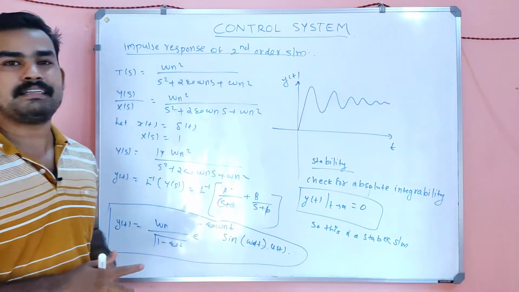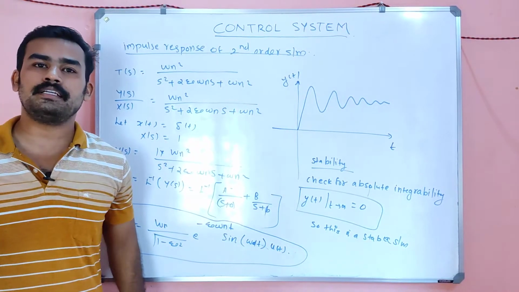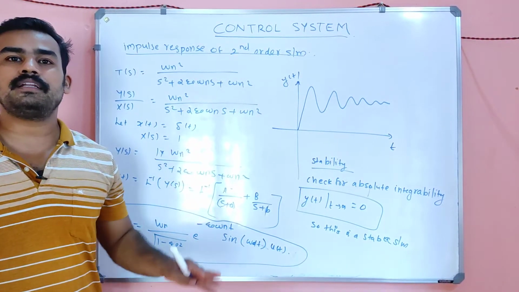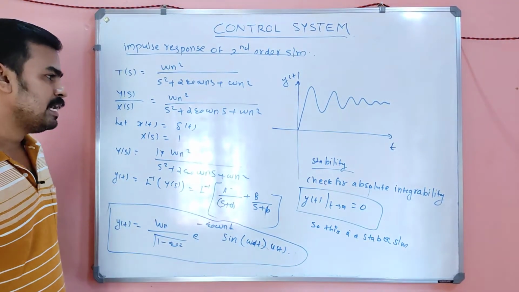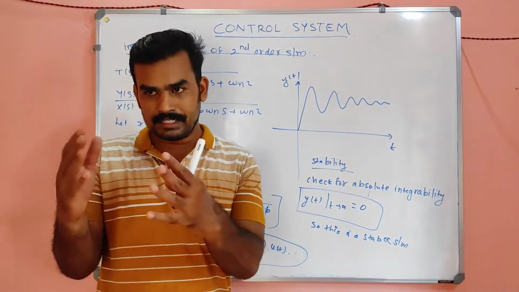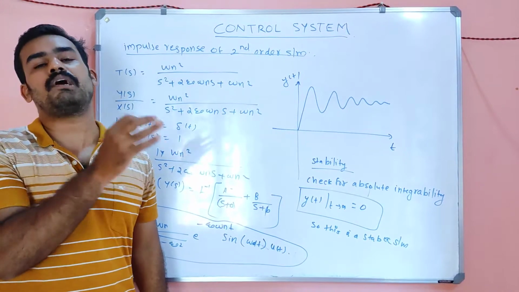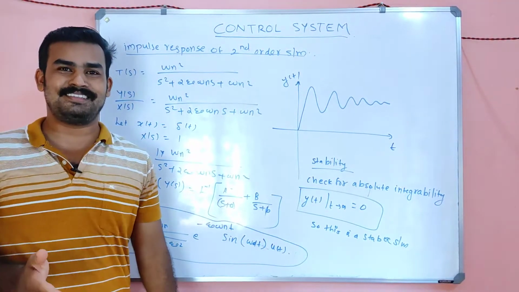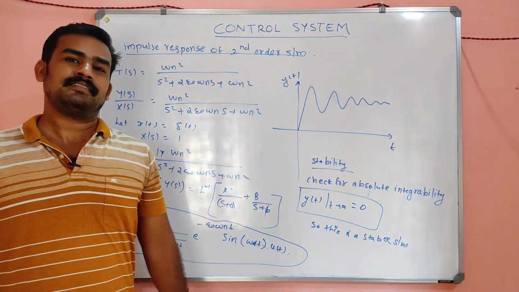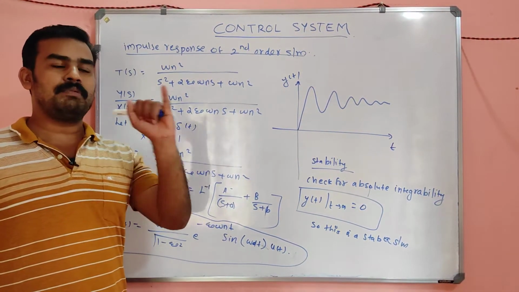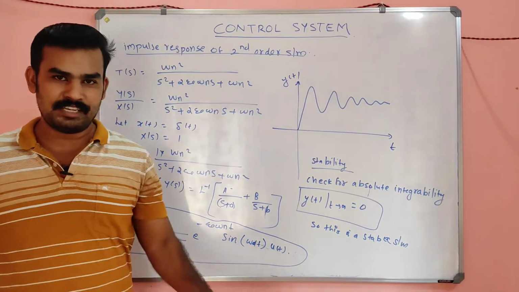So I will tell you one trick to find a stable system. In the time domain, just substitute t equal to infinity. If it gives you 0, then the system is stable. And for S domain analysis, check whether any pole lies on the right side of the imaginary axis. If it is so, then the system will be unstable. Is it clear? For stability, check y of t as t tends to infinity. If you get 0, it's a stable system.